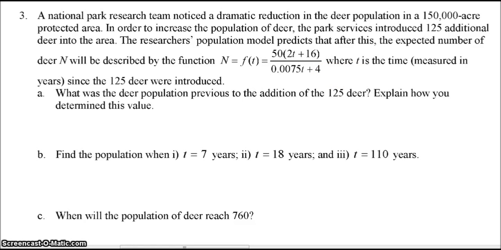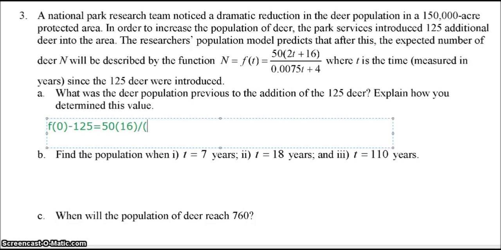What was the deer population previous to the addition of the 125 deer? Explain how you determined this value. Well, if we look at t equals 0, that's the time since the 125 deer were introduced. If we find that population, then we can subtract 125 to find out how many deer there were before they were introduced. So f of 0 minus 125 is going to give us our result. Now if you plug 0 into the function, you should get 50 times 0 plus 16 is 16, divided by 0 plus 4 is 4, which is 50 times 4, which is 200. And then we want to subtract 125. Really, to keep my equality, I need to subtract that 125 at each place here. 200 minus 125 is 75.